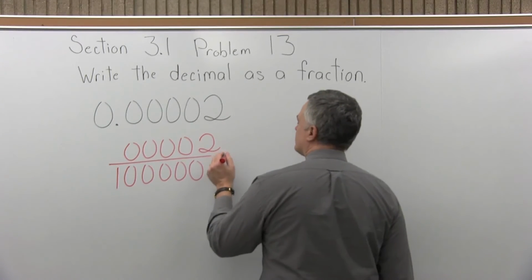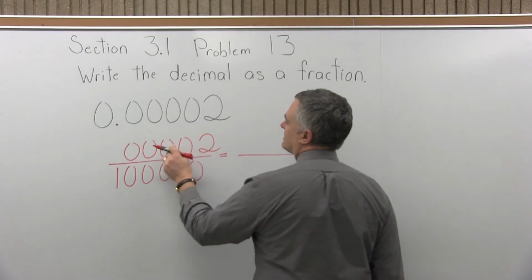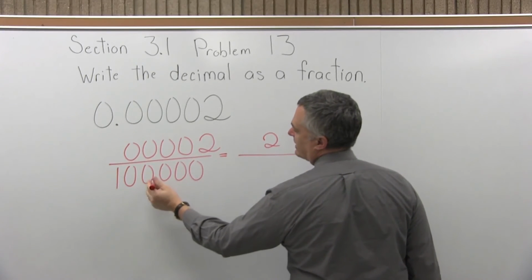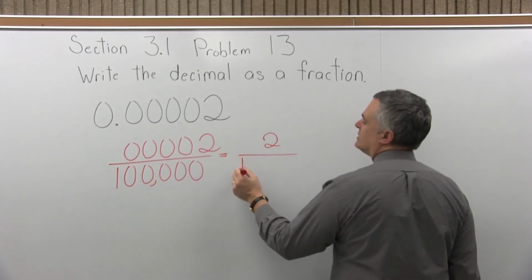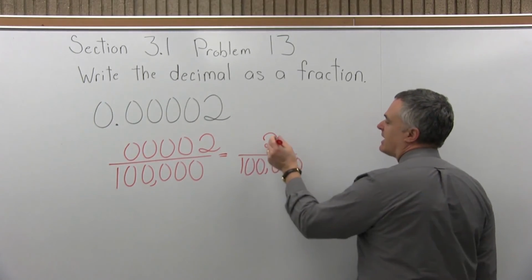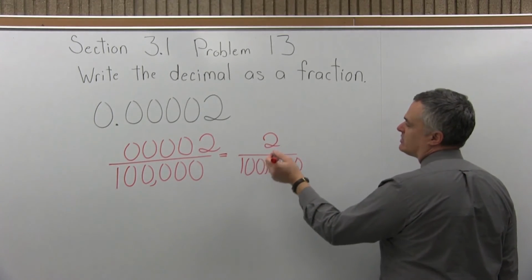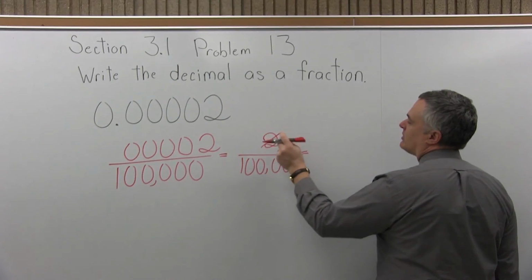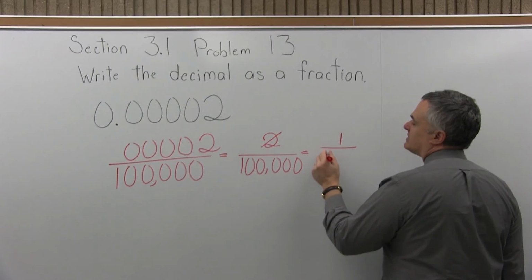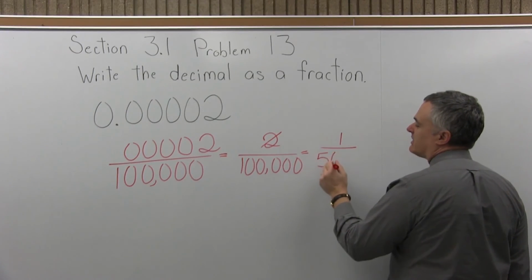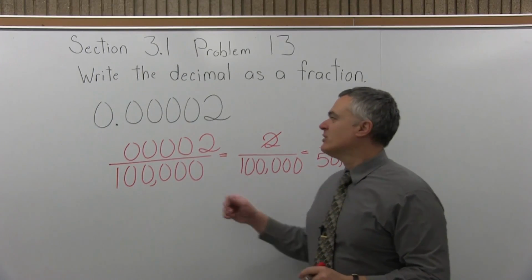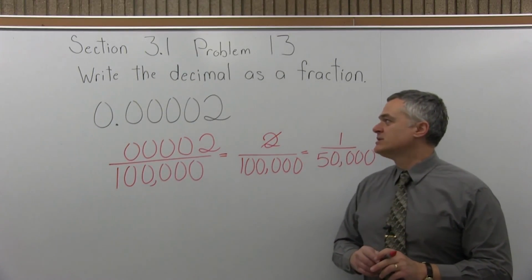Once I get to this point of the process, I don't have to write the zeros in front of the 2. I can just make it 2 over 100,000. Now, can I reduce that? Yes, I can, because they're both even. The numerator is even, the denominator is even. So I will divide 2 into 2 once, and I can divide 2 into 100,000 50,000 times. Or basically, I cut it in half. So 1 over 50,000 is equivalent to 0.00002.